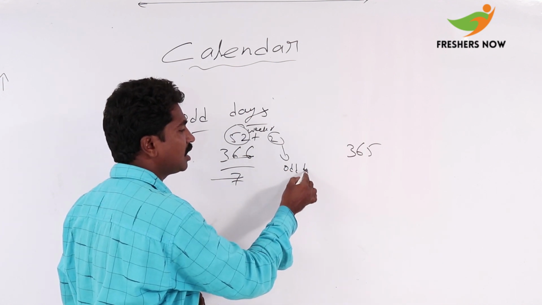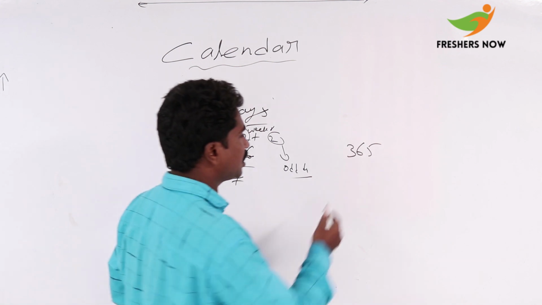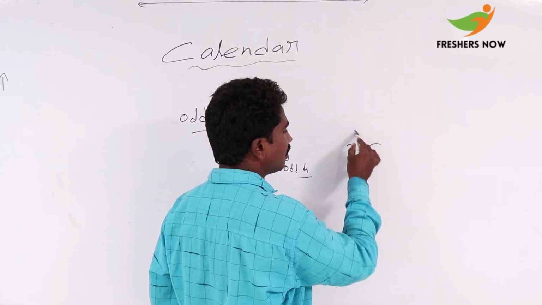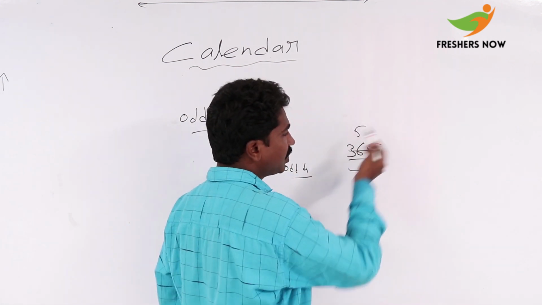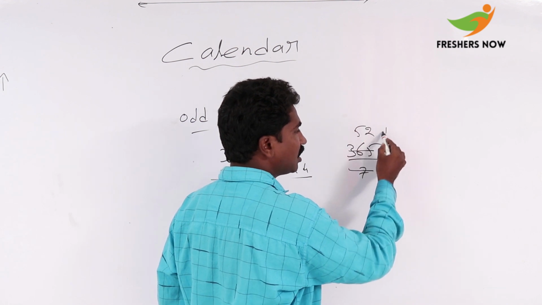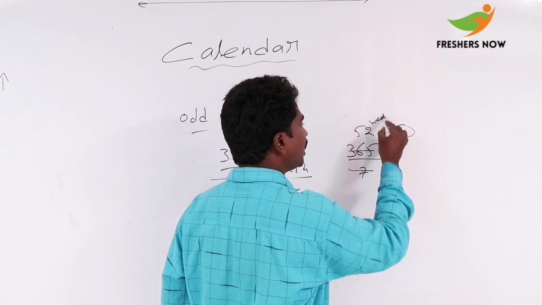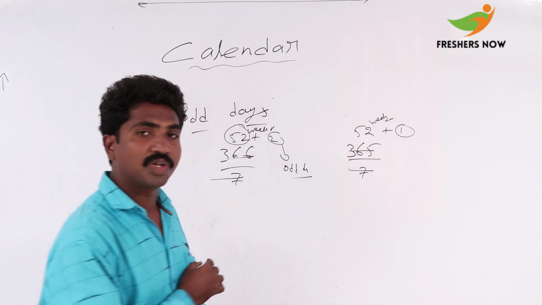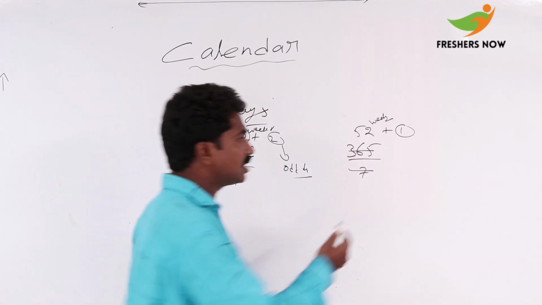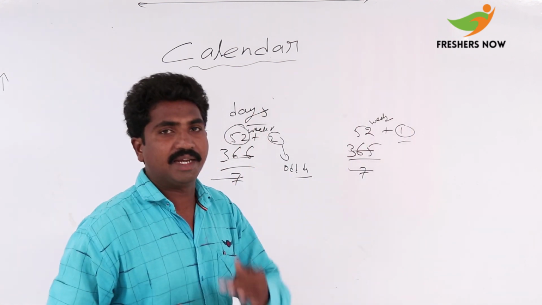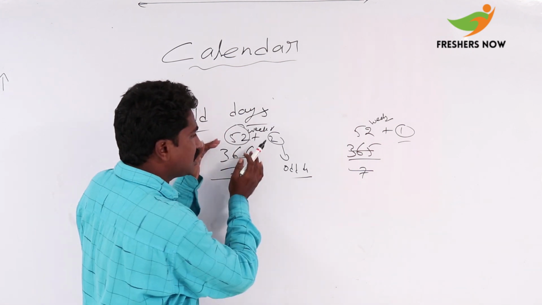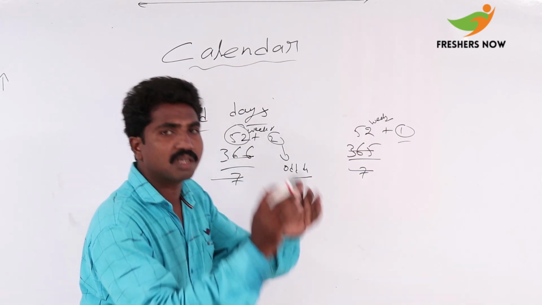If we take a non-leap year, 365 days divided by 7. 7 fives are 35, remaining 15. 7 twos are 14, remaining 1. So 52 weeks plus 1 day. That is the odd day. So we get odd days by dividing all the days into weeks. The remaining days are odd days.